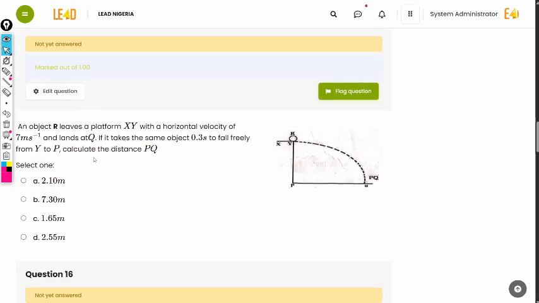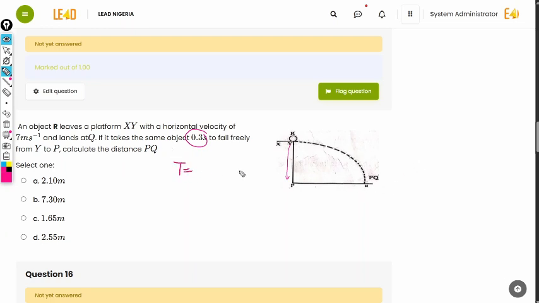Okay, question 15 says, an object R leaves the platform XY with a horizontal velocity of 7 meters per second and lands at Q. If it takes the object 0.3 seconds to fall freely from Y to P, calculate the distance PQ. The first thing you need to know is that remember we said that the horizontal and vertical bits of a projectile motion are independent, but what links them together is time. The time it takes to fall is the same time it's going to take to move in the horizontal direction. So this time of flight is the exact time it used to cover the distance, right?